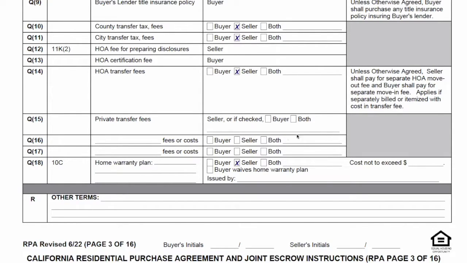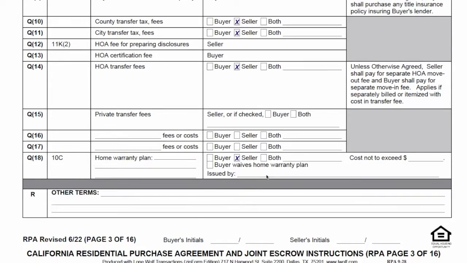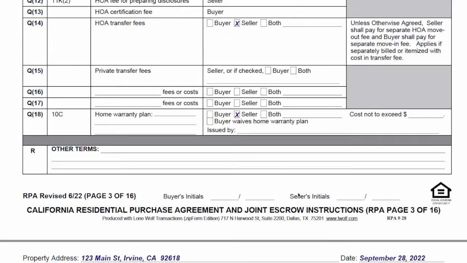Home warranty, you can check seller, cost not to exceed, you just put in $800. I like to use First American. That's what I'd probably put in down here. The reason is that I can just go onto First American's website for their warranty, just their warranty I'm referring to. So you go onto their home warranty website and you can price it out pretty quickly based on the property to see how much you want to put as a number here for the max number of what the seller's willing to pay. Then you have auxiliary lines in case you need to add something that wasn't already mentioned above. And both parties are going to initial. We move on.